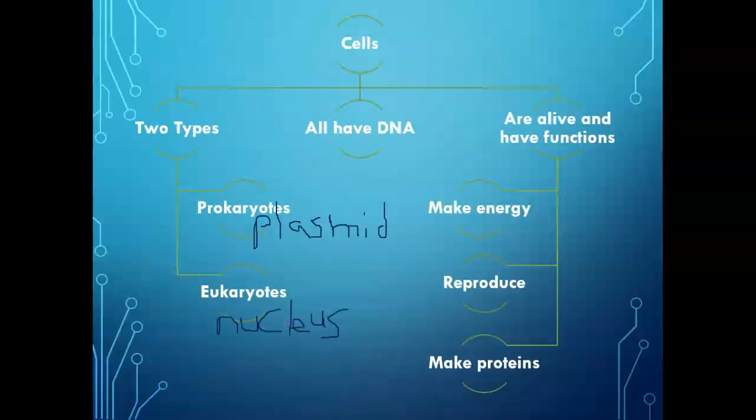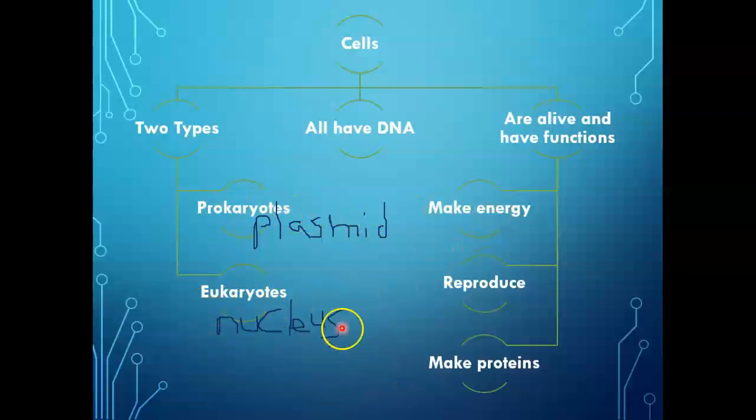It's not awesome. But just to recap, all cells have DNA. There are 2 types of cells, prokaryotes and eukaryotes. Prokaryotes have DNA, although they don't have a nucleus. Their DNA is shaped like a little rubber band, like a circular loop, and it's floating in the cytoplasm. Eukaryotes contain all their DNA in a nucleus. They have a lot more DNA. It's a lot more complicated.